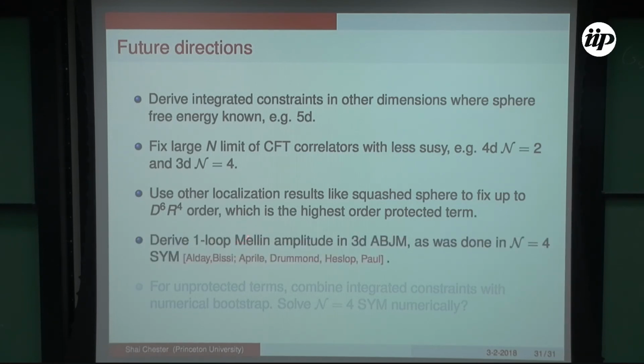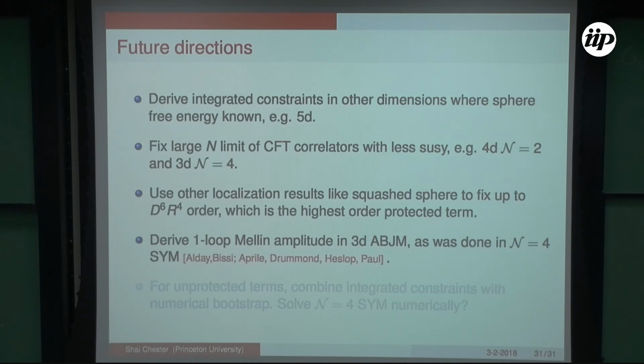Another thing which was missing from this talk was the one-loop non-analytic terms, which are very important. So in N=4 supergravity Yang-Mills, they were derived in this series of works, but it hasn't been derived yet in 3D ABJM or in any theory other than N=4 supergravity Yang-Mills. And so this is a big outstanding question, which hopefully people at this conference can work on.